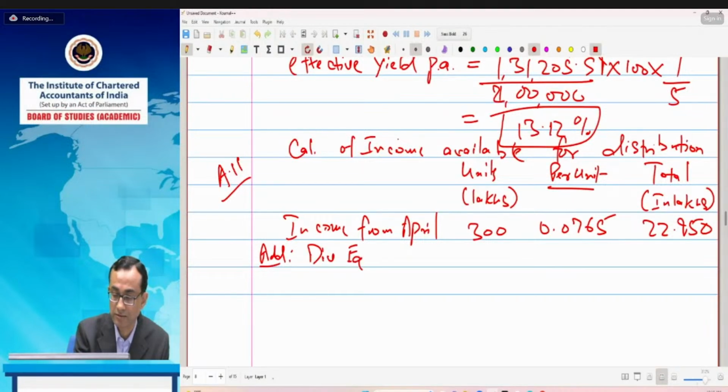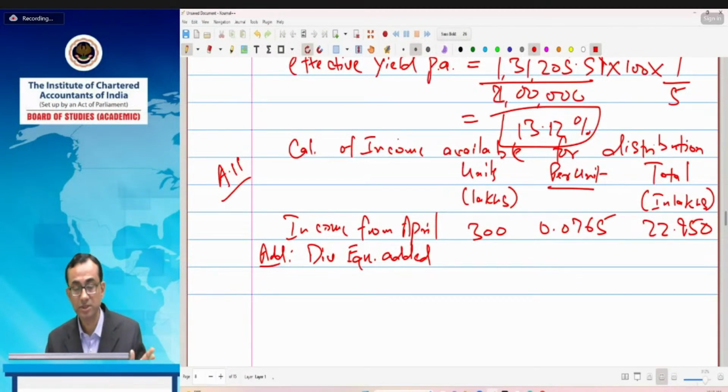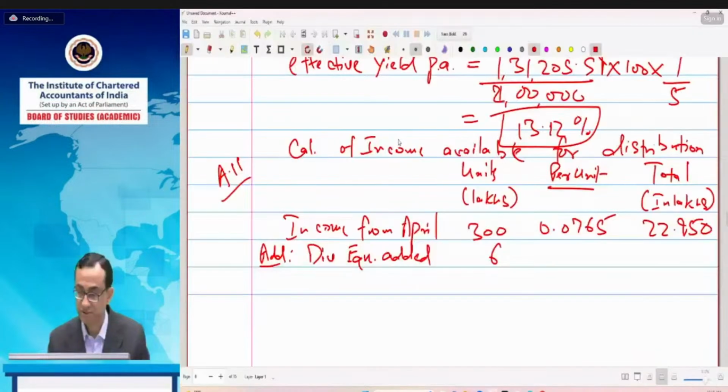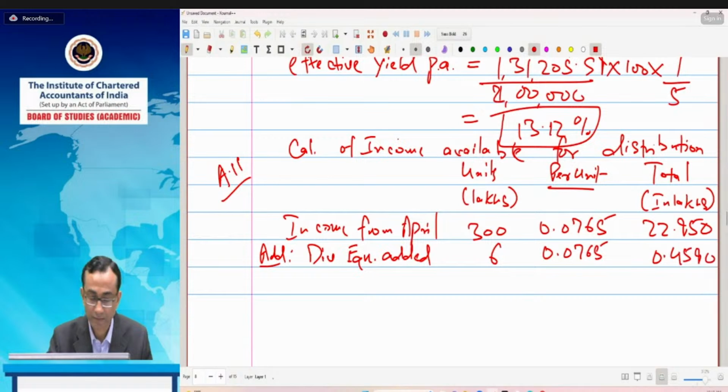Now dividend equalization will be added. As we have just mentioned, whatever new unit holders have been added, the dividend will be added back to the NAV, meaning charged from them, and then it will be returned to them at the end of the year. So the added back dividend: see, 6 lakh unit holders were added. So 6 lakh, and the amount will be in proportion to income per unit 0.0765. Multiplied, you will get 0.4590.